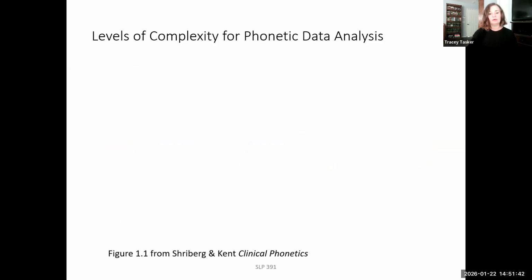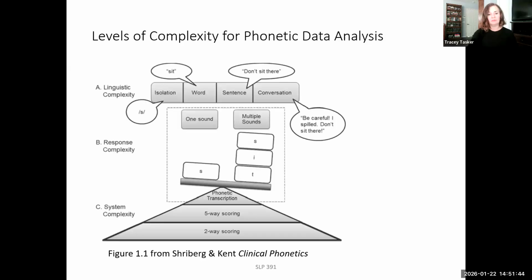Okay, so in your text, there's an image, and this may not make a lot of sense right now, but it will as we start to delve into doing transcription, especially towards the end of the semester. So there are different ways that we can analyze data. For example, when we do an articulation test, first of all, there are different ways that we're listening for a child's productions. So we may be listening just one sound at a time.